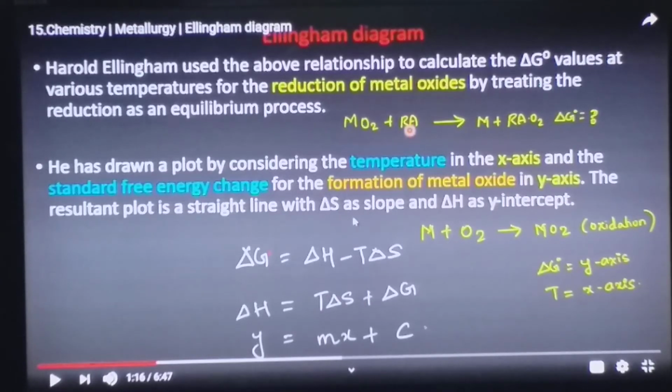The graphical representation between del G for the formation of various metal oxides with the temperature is called the Ellingham diagram. Once again, what is the Ellingham diagram? Definition: the graphical representation between change in free energy for the formation of various metal oxides with the temperature is called the Ellingham diagram.